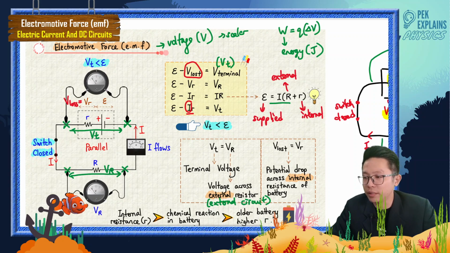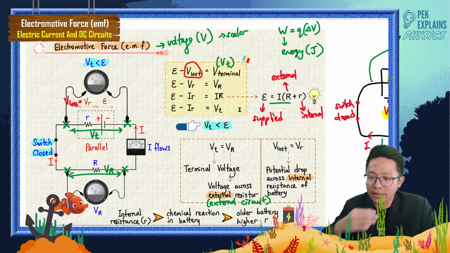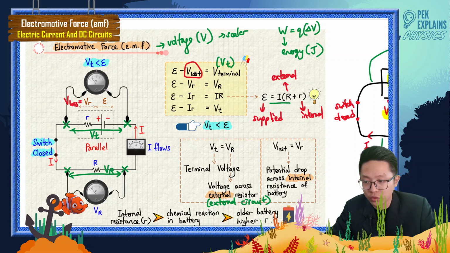But in our syllabus, you will find this equation. It looks new, but it's actually nothing new. This equation actually comes from this equation. They refer to the same thing. The terminal voltage is actually the voltage across the external resistor itself, and the voltage loss is actually the voltage across the internal resistor. The terminal voltage is the voltage across the external resistor. The voltage loss is the voltage across the internal resistor.